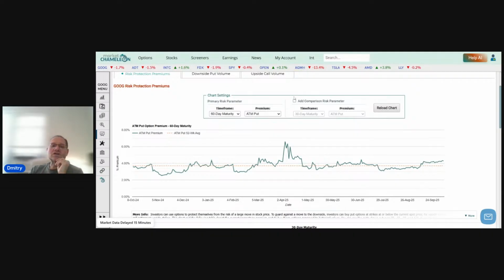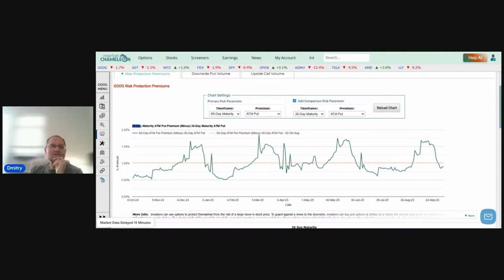So we're going to add a comparison, and we're going to look at the 30-day. Of course, we could change these, but we're going to keep them both at the money put. What we're doing is comparing different maturities, a 60-day versus a 30-day. Wherever you have selected, it's going to be the first one minus the second one. That's what we're going to compare. So we're going to reload that.